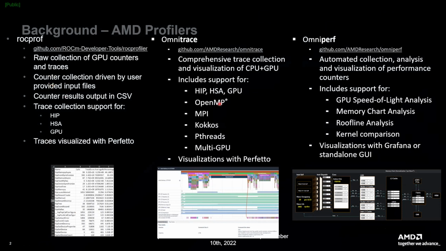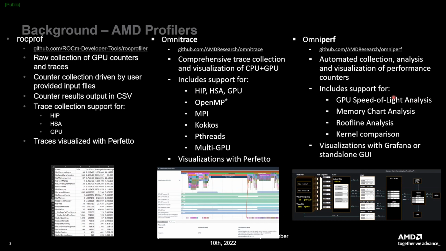Now, why OmniTrace? Why OmniPerf? Okay, OmniTrace first of all does CPU plus GPU profiling: heap, HSA, CPU, OpenMP, MPI, Kokkos, multi-GPU, and visualization through Perfetto. Through Perfetto, you can see which area of the code performs badly, which kernels, etc. OmniPerf will go inside the kernel.